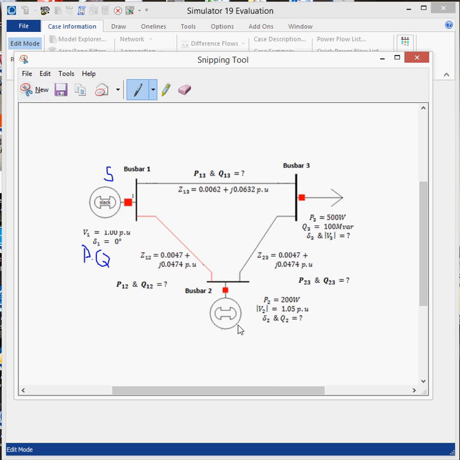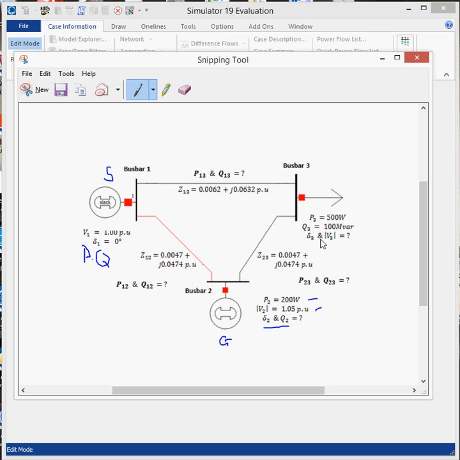For bus 2, the given parameters are P and V. So the unknowns are angle and Q. So this is known as PV. PV is a generation bus.